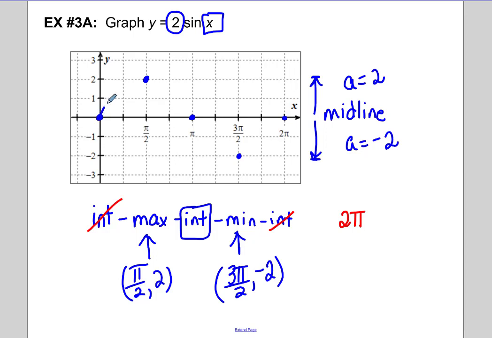And then our job is just to be careful and connect the graph in a smooth, curvy line, not pointy, not V-shaped, but in a smooth, curvy line. So that is one cycle of the sine of x with the amplitude of 2.